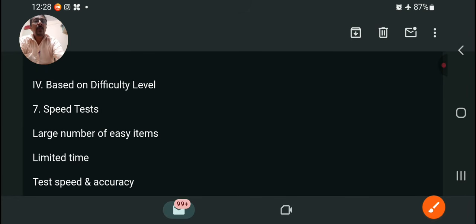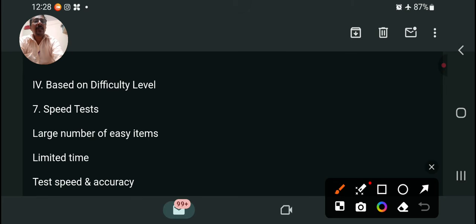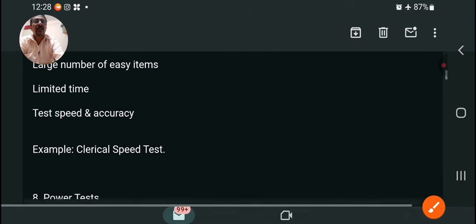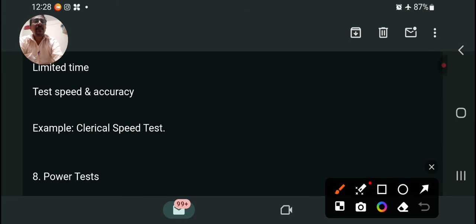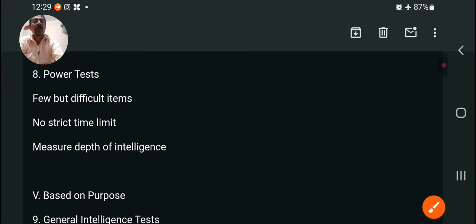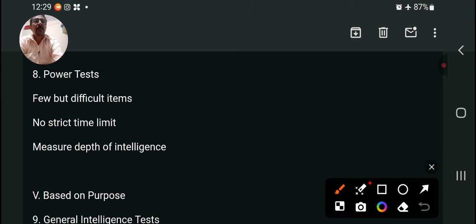Then fourth, based on difficulty level. Seventh one, speed test. A large number of easy items in limited time, testing speed and accuracy. Example: clerical speed test. Then power test. Few but difficult items, with no strict time limit. It measures depth of intelligence. These are the power tests.